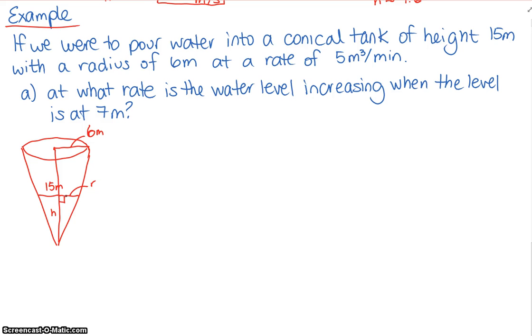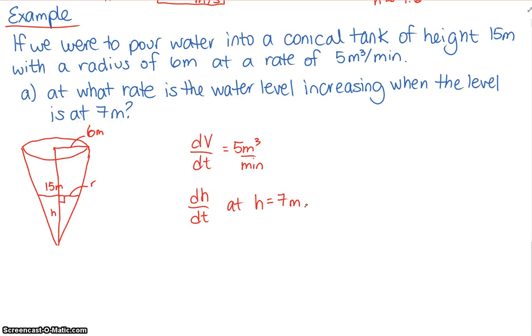We also have a rate of 5 meters cubed per minute, which is your derivative of your volume with respect to time. So they've given us this rate of change. Our time is in terms of minutes and our volume is in meters cubed. What we're trying to find is the rate of change of the height with respect to time, specifically at a particular height of 7 meters.